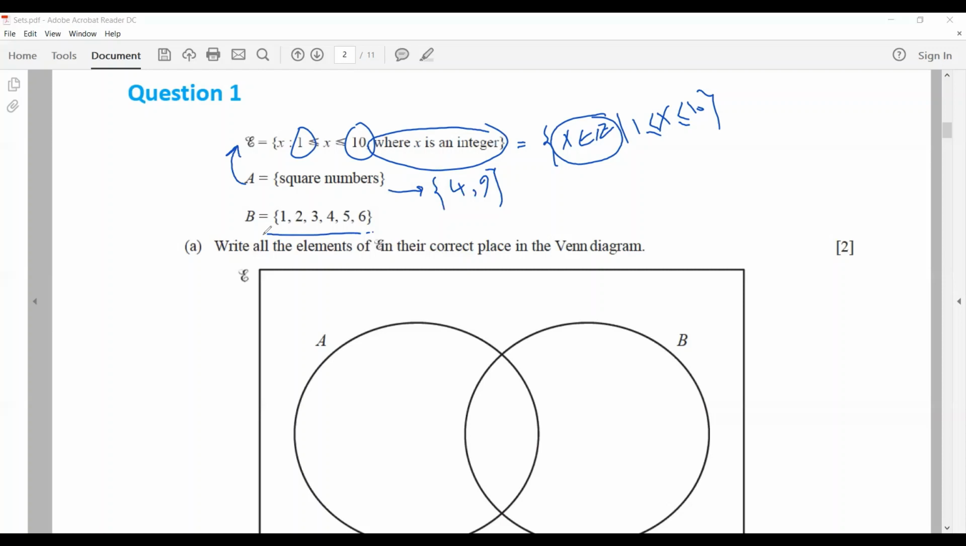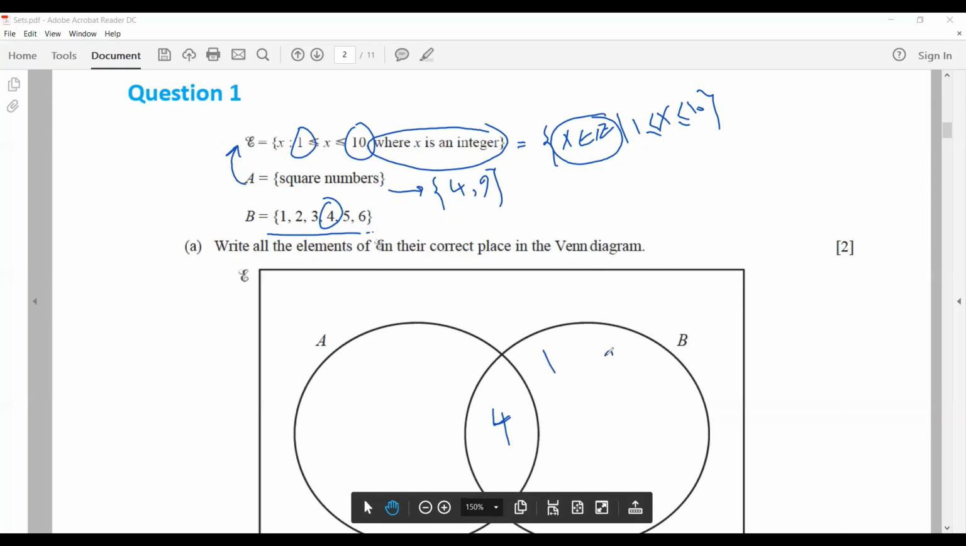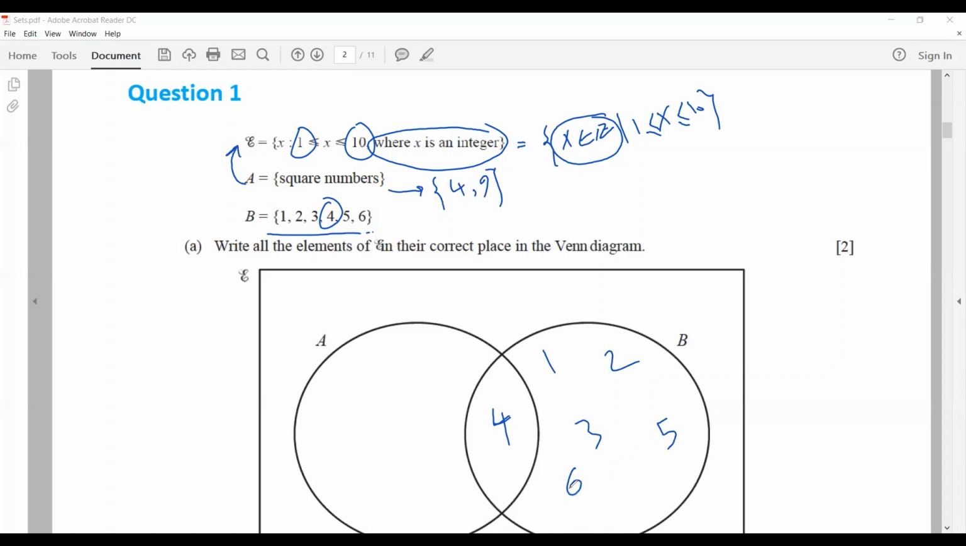So for B, we have 1 all the way to 6. However, 4 is common between A and B. So I'm going to write it in the region where A and B are overlapping, and the rest of the members, you can just scatter them in this region. Just make sure it's not in the middle region. And then A has one more member, so that is 9, which is left out.